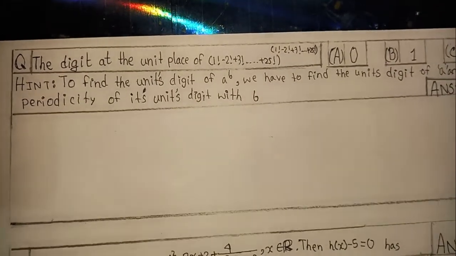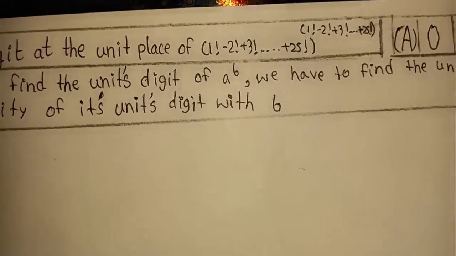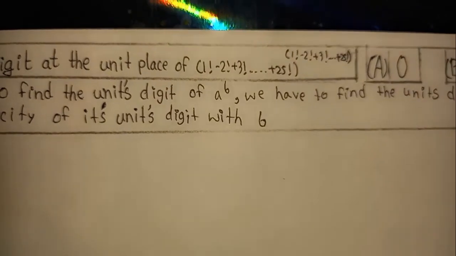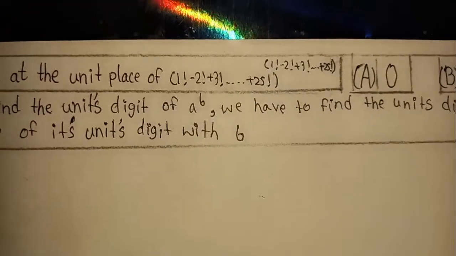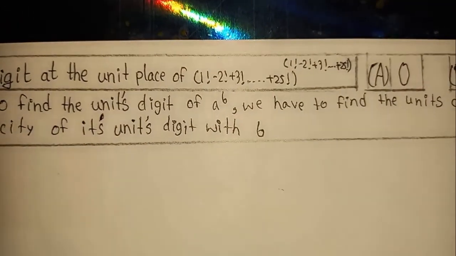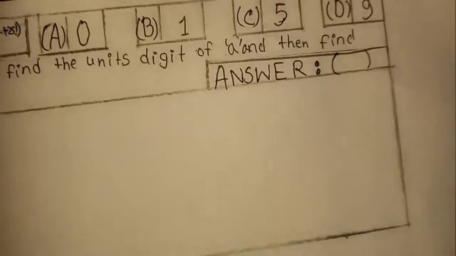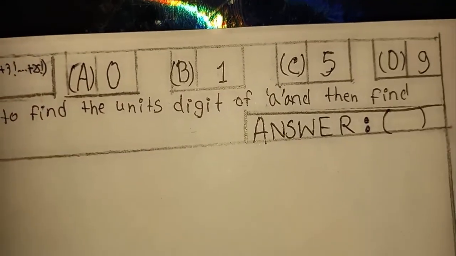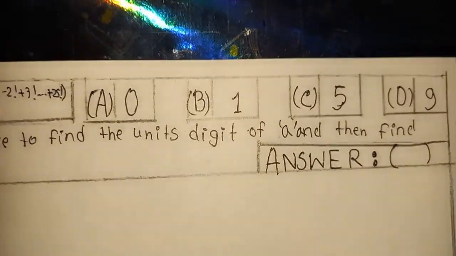It says: the digit at the units place of (1 factorial minus 2 factorial plus 3 factorial and so on till 25 factorial) to the power of (1 factorial minus 2 factorial plus 3 factorial and so on till 25 factorial) is. The options are A 0, B 1, C 5 and D 9.